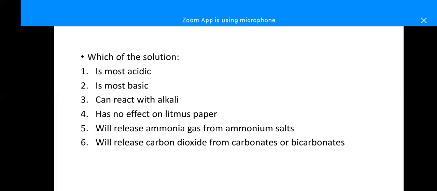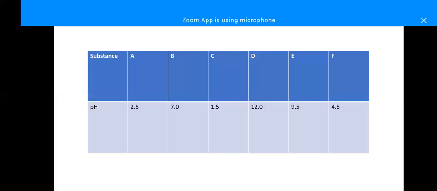Okay. Which of the solutions is most acidic? So, anyone to answer which of them is most acidic? Which of the substances is most acidic? C. D. Come again. D. A. Okay, so come again. Is that A? Anyone with a different answer?